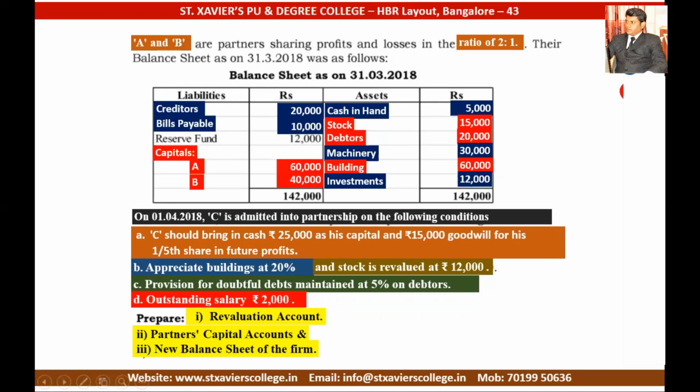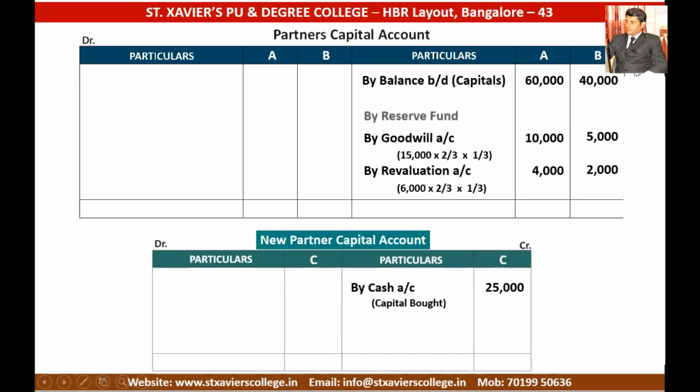Now the next entry is reserve fund. Reserve fund is 12,000. So this reserve fund is a profit. It should be shared in the partners' capital account on the opposite side. By reserve fund, 12,000 we got. The ratio we already know, 2 by 3 and 1 by 3. When you multiply and put the values, it comes to 8,000 and 4,000.